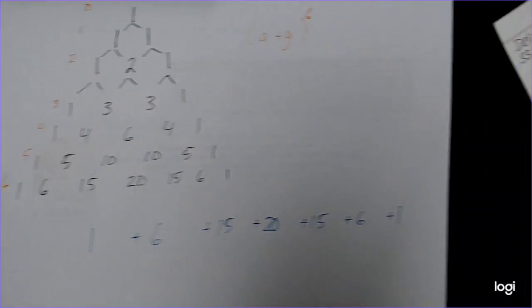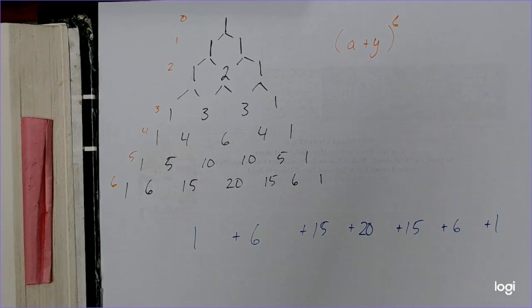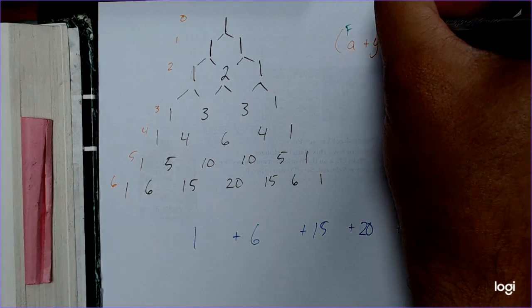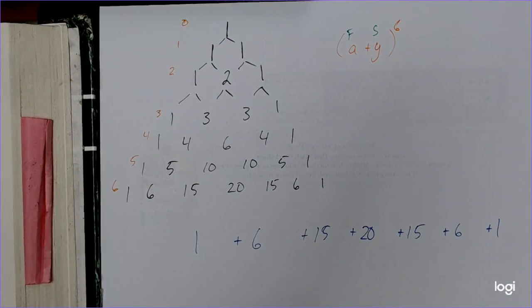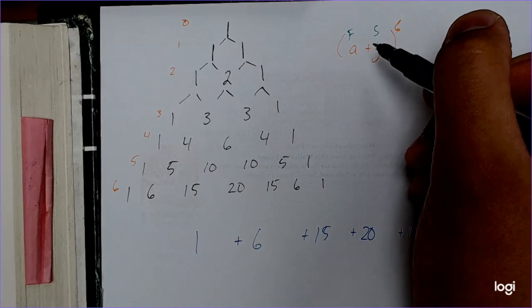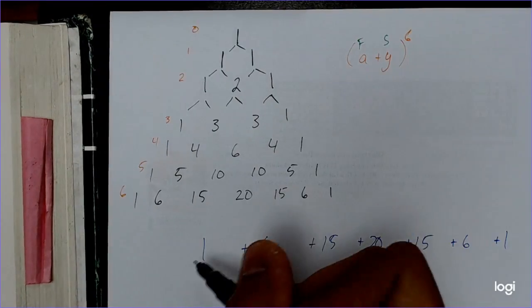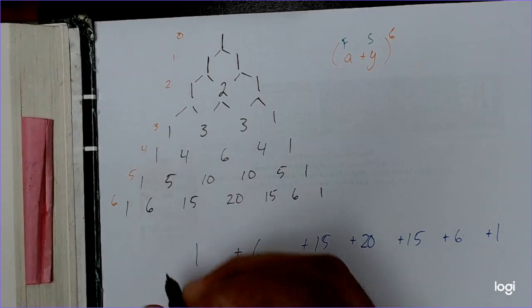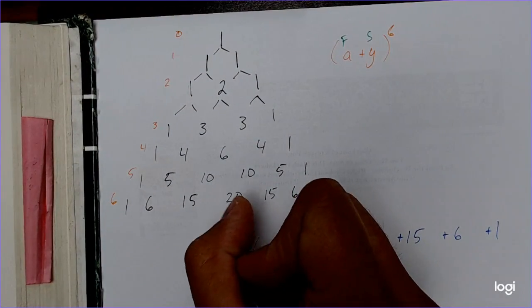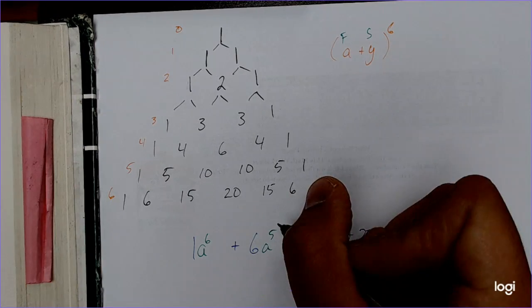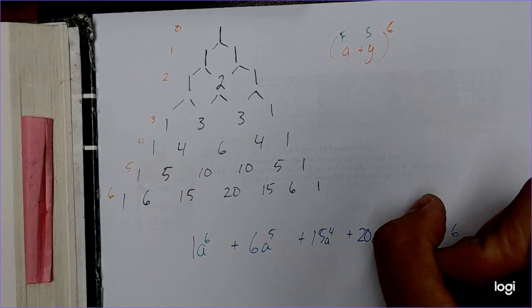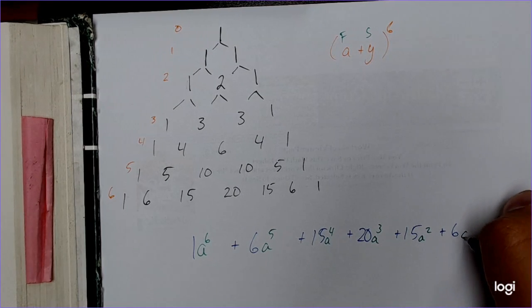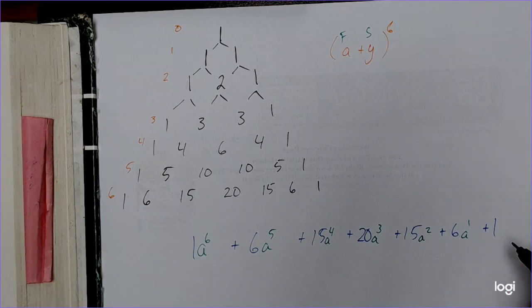Now the question is, where did all my a's and y's go? That's incomplete. The a's and y's are very interesting. The way this works is you're going to have to label your a's and y's, or whatever your letters are. This will be the first letter, and this will be the second letter. The exponents are going to count from 6 to 0. So I take the first letter, starting from the left. It's going to start off with a to the power of 6. The next one will have a to the power of 5, then a to the power of 4, then a to the power of 3, then a to the power of 2, a to the power of 1, and the last one will have a to the power of 0, but I don't have to write that.